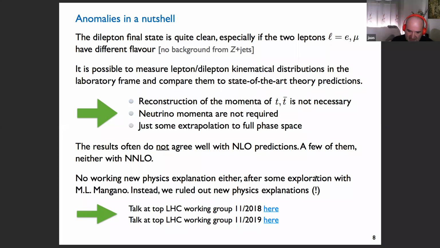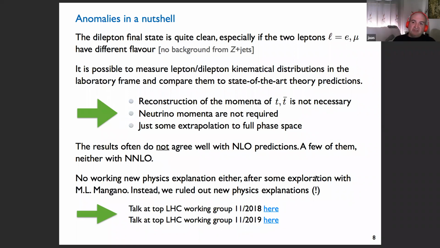Let me explain in a bit more detail what happens. As I have mentioned, the dilepton final state is quite clean, especially if the 2 leptons have different flavor. In this case, you don't have a background, basically, from Z plus jets. And it is possible to measure several kinematical distributions in the laboratory frame involving the 2 leptons and compare them to the state-of-the-art theory predictions.